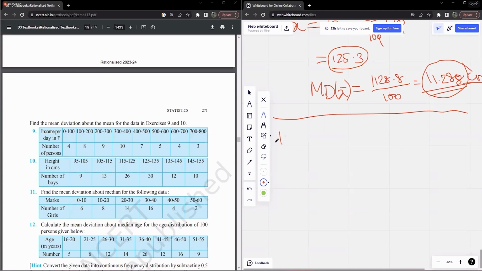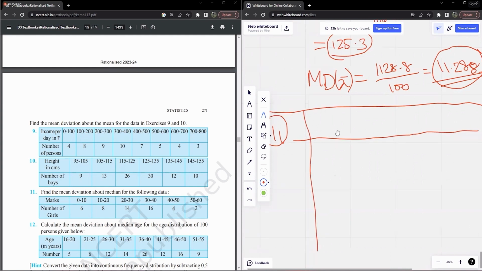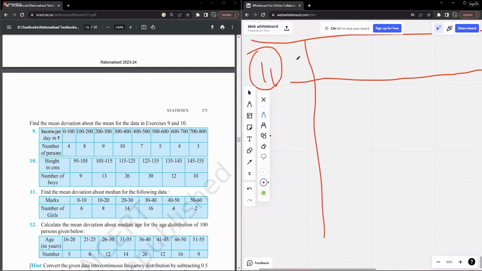Question number 11. Mean deviation above the median for the following data. It's a bigger process, but again, some things hold true. Your Xi's, your Fi's. It's going to be the first two columns. This is going to be Fi, this is going to be Xi, and then I'll have a CF.